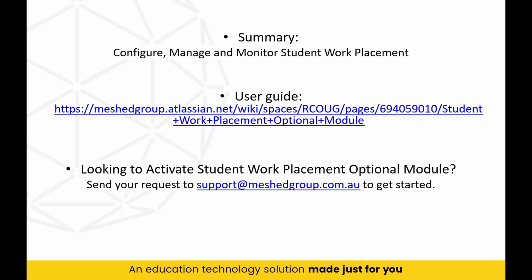And if you're looking to activate this student work placement optional module, where you have the courses you are offering work placement, but have not got the student work placement module yet, then you can send your request to support@meshgroup.com.au to get started. Ideally, the activation is one-off. So as you request, as it comes through the process, the team will be able to activate in a short duration of time.